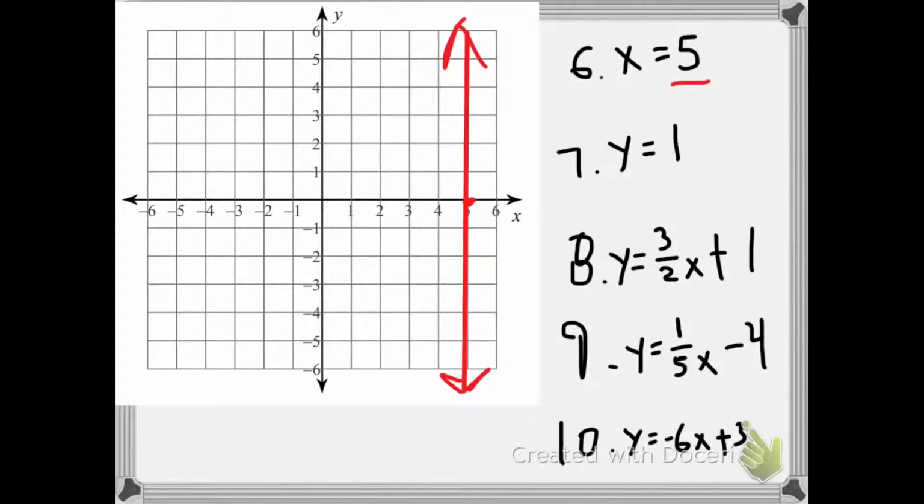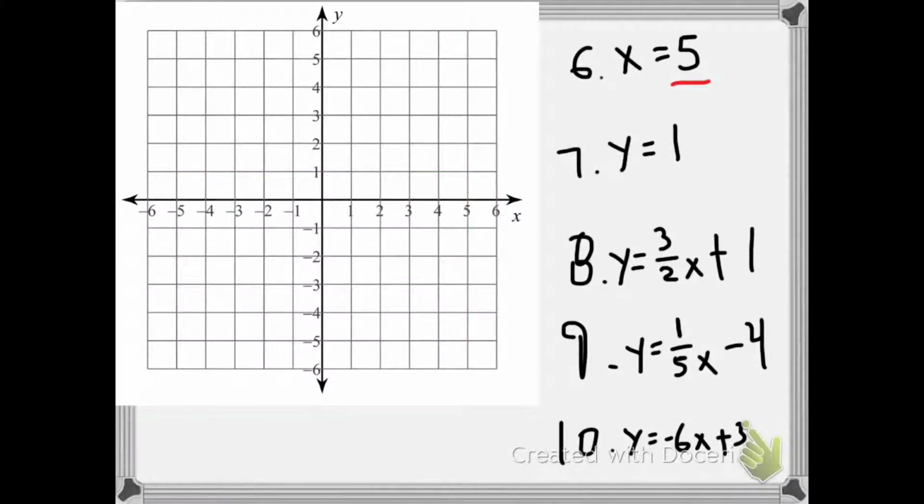And then for number 7, y equals 1. So I'm going to plot a point at 1. And then I'm going to draw a horizontal line since it's a y equals equation. And then I'm going to draw my arrows. So these are how these 2 lines should look like.